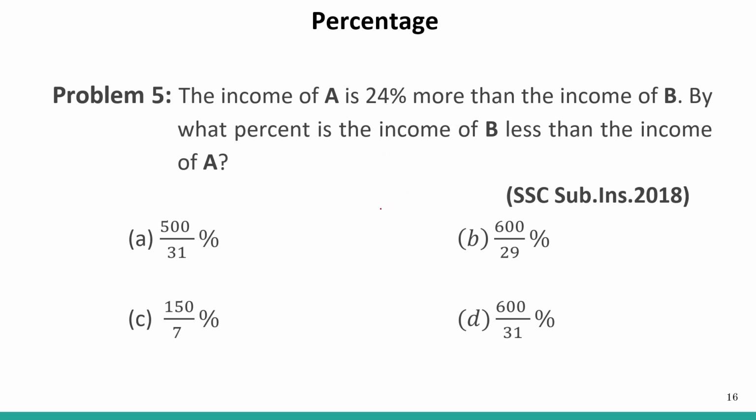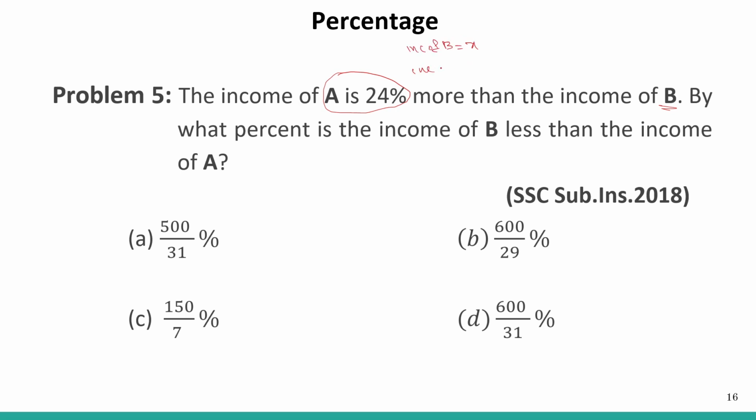So let's see problem number 5. The income of A is 24% more than the income of B. By what percentage is the income of B less than the income of A? This problem seems a bit tricky, but it is not. Let's see how. The first thing to note here is that the income of A is 24% more than the income of B, comparatively.